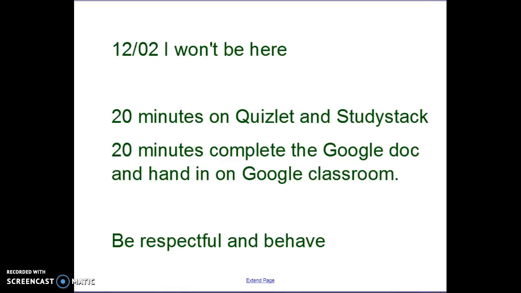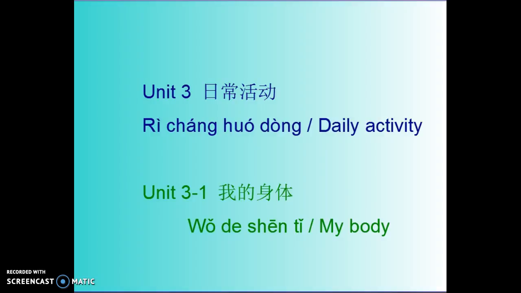Tomorrow I won't be here, so my plan is that I'll give you 20 minutes on Quizlet and Study Stack. I'll put the link on Google Classroom, and also another 20 minutes to complete a Google Doc in Google Classroom, so that you don't have any papers to hand in to the substitute teacher. But just remember the most important thing is to be respectful and behave. Any bad reports will probably cause detention or other punishment.